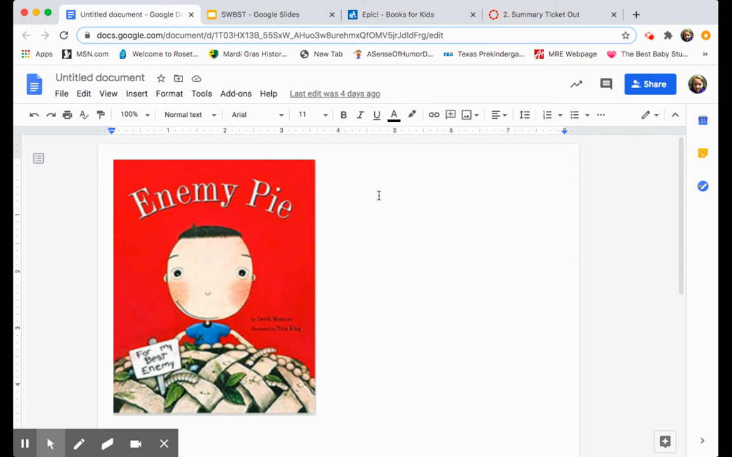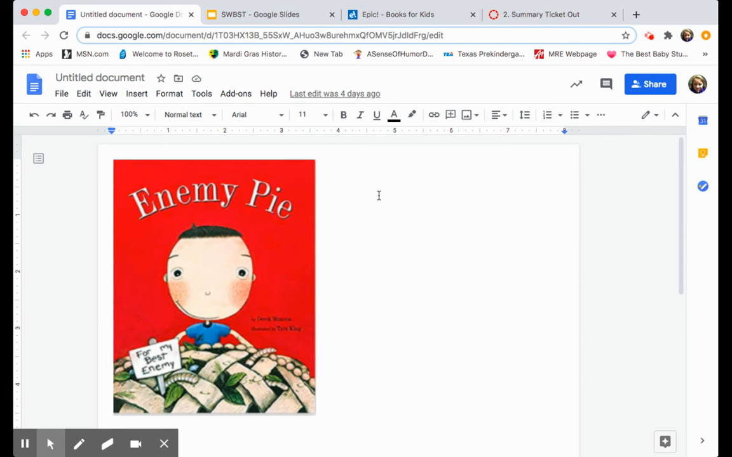Okay, so another way to think about it is to kind of chunk your story into different pieces. So, for instance, first you want to think about your characters. And so, with Enemy Pie, I'm going to think about my main character and his enemy. I'll also think about dad because he played a big part in that story. You also want to talk about the setting or where your story is taking place. And in Enemy Pie, it took place at our main character's house and our enemy's house.